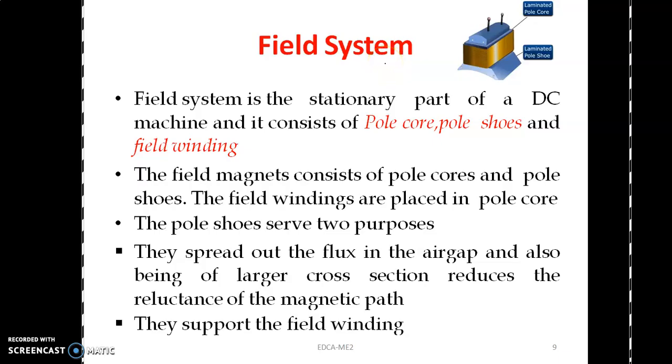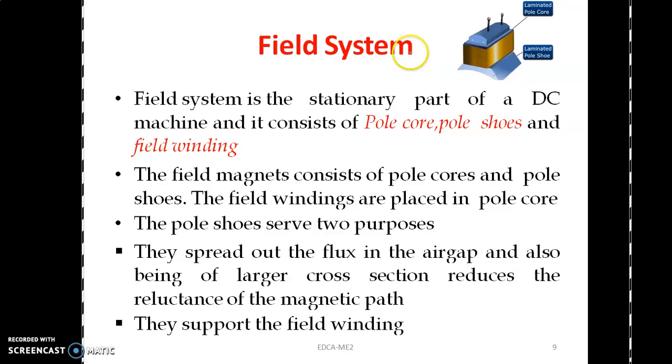Already we have seen this field system is a stationary part of a DC machine, and the field system consists of pole core. This is a pole core, and then pole shoes and pole core. Here we are having the field winding. Actually the function of the field winding is to provide the magnetization.